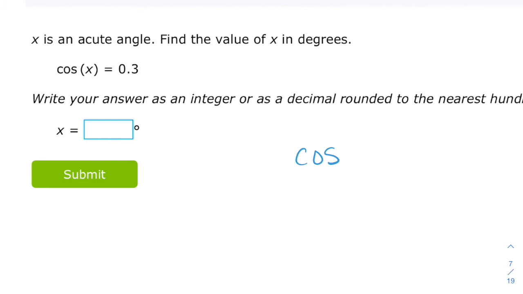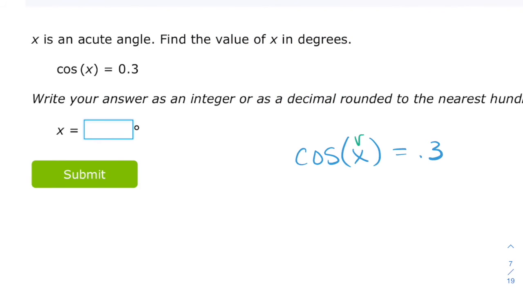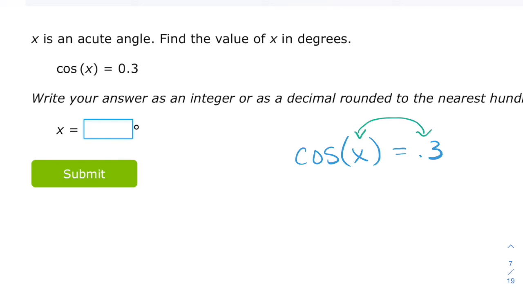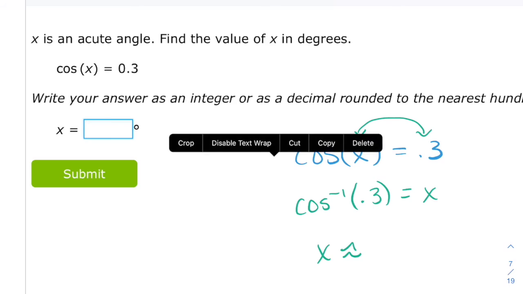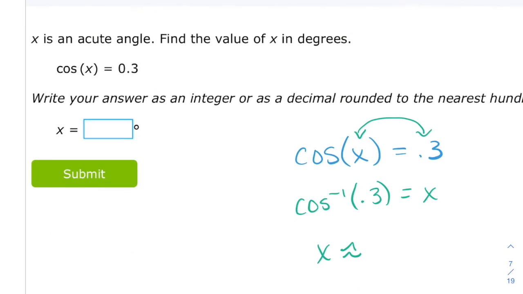I'm going to do cosine of x equals 0.3. I'm going to switch these. So cosine inverse of 0.3 equals x. X approximately equals 72.54.